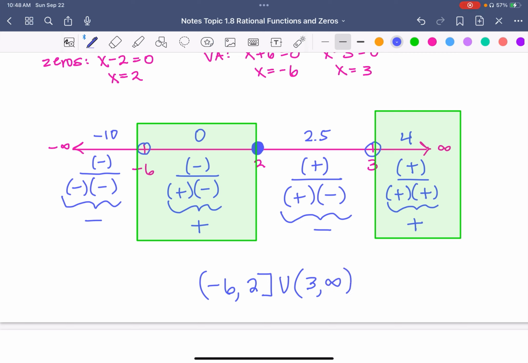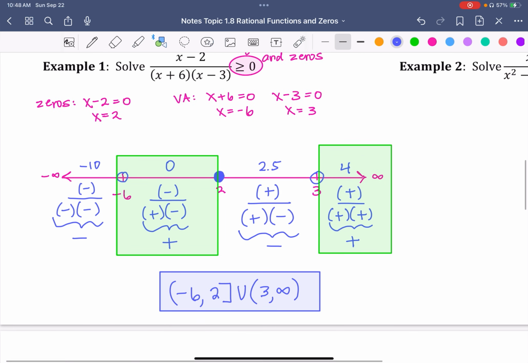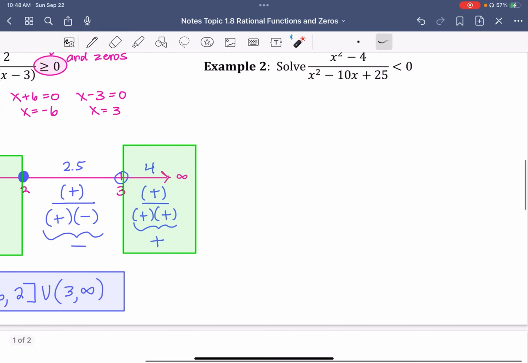And infinity always uses parentheses, no matter what, because we cannot equal infinity because we don't know the value of infinity. Okay, so the intervals where this function was greater than or equal to 0 is negative 6 to 2, union 3 to infinity. And because these two vertical asymptotes are open, that's why the negative 6 and the 3 have parentheses there. Okay, let's try another one.